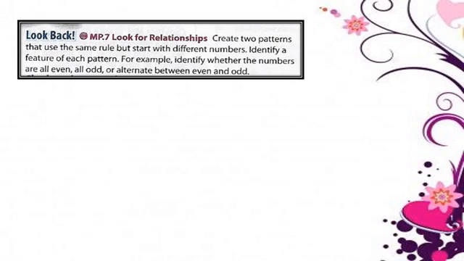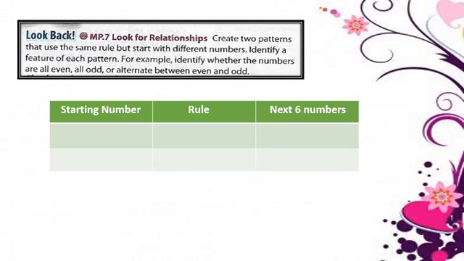So you make your own, okay? This is just an example that I'm going to show you. You make a table like this. Label it with starting number, rule, and next 6 numbers. For the starting number, I will use 4, and the rule states that you only have to add 6. Okay, this is the rule that I'm going to use.